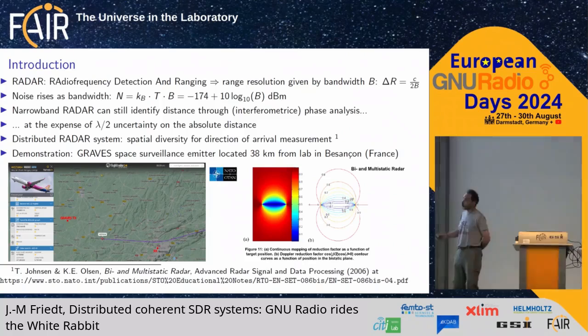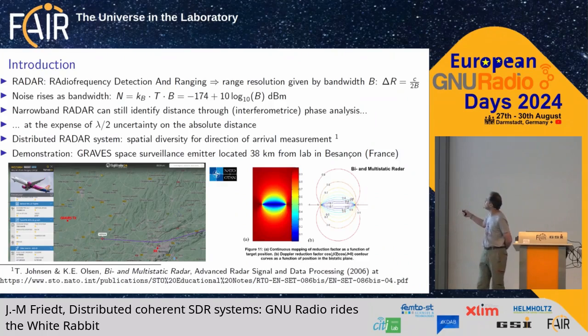So radar, radio frequency detection and ranging, is considered as a way of measuring the distance to a target. It's common to say the range resolution is the speed of light divided by the bandwidth of the signal, divided by 2 because it's a two-way trip. The problem with this broadband radar, where you want to maximize the bandwidth in order to have as high a range resolution as possible, is that if you increase the bandwidth, you also increase the noise that you integrate in your measurement. And if you integrate more noise, your signal-to-noise ratio is degraded.